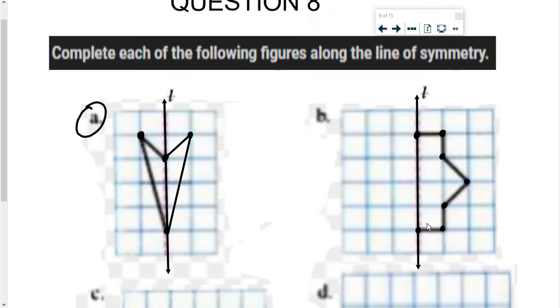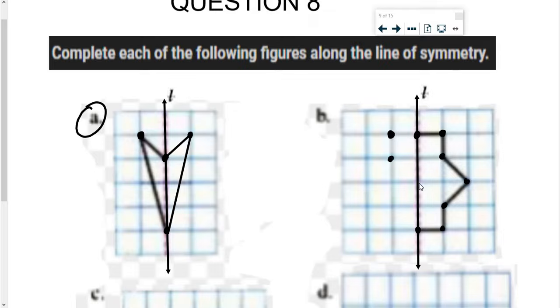Step number 2, reflect each corner. The corners on the line of symmetry will remain in the same position, and the corners which are not on the line of symmetry will be reflected along the line of symmetry. So the 2 points you see here will not be reflected, but this point here will be reflected here, and this point here will be reflected here.